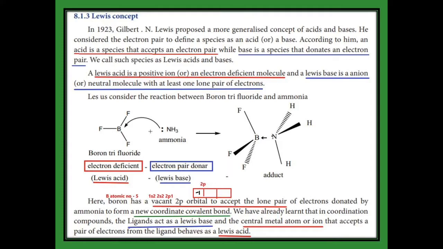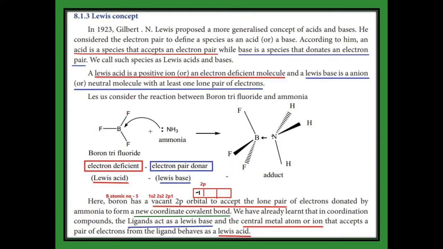So which one accepts the electron pair? That is called an acid. Now ammonia gives the lone pair of electrons, so which one donates the electron pair? That is called a base. Now between boron trifluoride and ammonia, there is a small arrow on the product side, and the product is called an adduct. Adduct means both are combined into an addition product. The small arrow mark is called a coordinate covalent bond. A coordinate covalent bond is formed from one donor and one acceptor. Which one is the donor here? Ammonia is the donor and boron trifluoride is the acceptor.